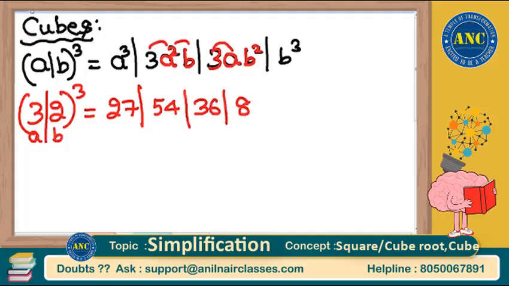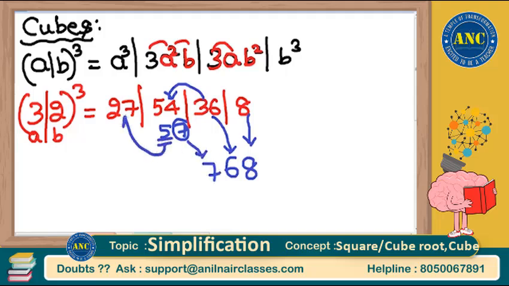Same logic, whatever I implemented, I am using here also. Take down the unit digit 8. Take down the unit digit 6. Carry forward next 3. 54 plus 3 is 57. Take down the unit digit 7. 5 is remaining, carry forward. 27 plus 5 is 32. 32 cube is 32768, right? It is 32768.